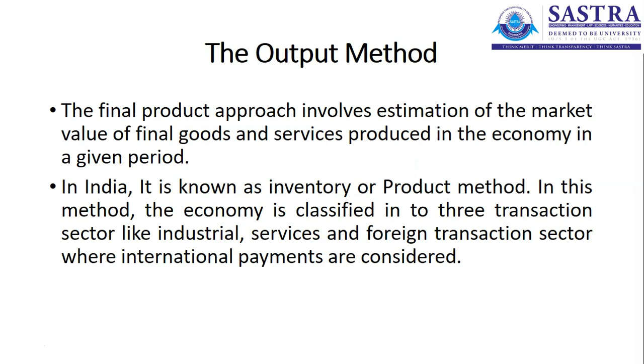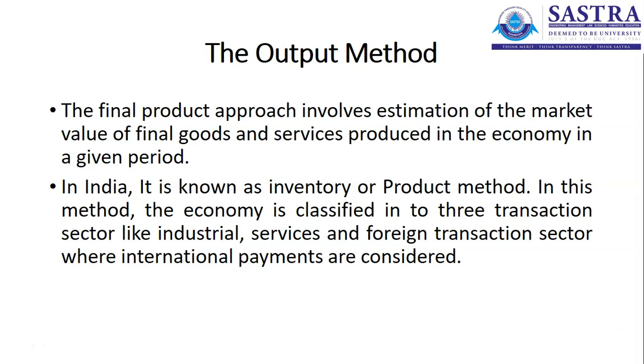The first one, the final product approach, involves the estimation of the market value of final goods and services produced in the economy for a given period of time. It is what we call the output method or product method. In the product approach, we estimate the national income based on the market value of final goods and services produced in the economy for a given period of time. The market price, the total value of goods and services produced in a particular country, is calculated under the output method. In India it is known as the inventory method or the product method.